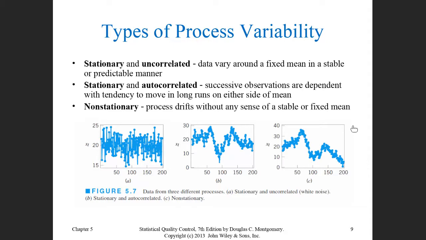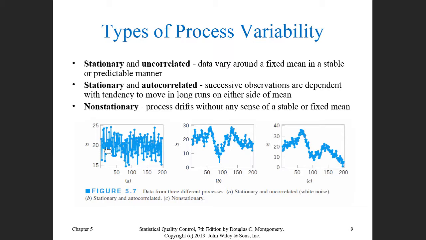What is the stationary? The stationary also has 2 types: the stationary uncorrelated, like A, and the stationary autocorrelated. What is the uncorrelated and what is the autocorrelated? The uncorrelated is the commonly seen one, also B; A and B are the commonly seen ones. The stationary uncorrelated is when the data vary around a fixed mean.